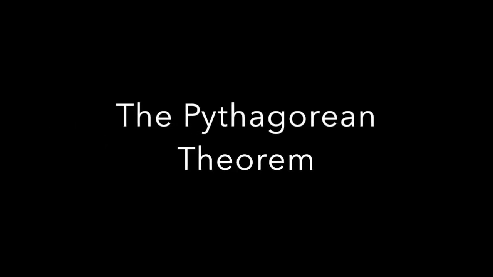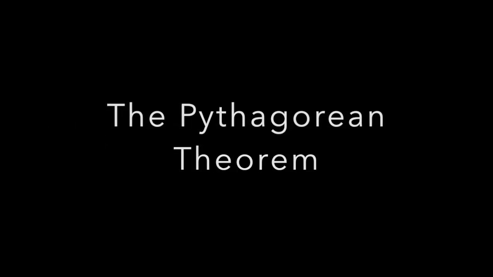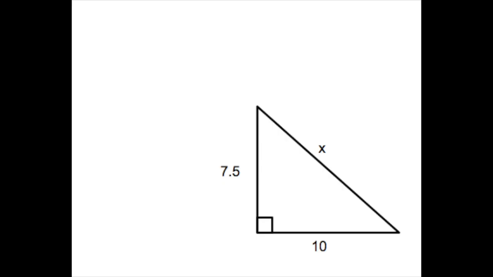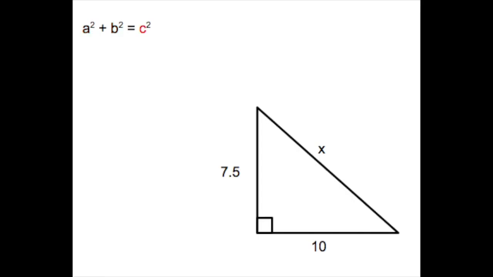This video tutorial will take a look at how to use the Pythagorean theorem. The Pythagorean theorem can be used to determine a missing side length in a right triangle. In this example, we are going to determine x. The Pythagorean theorem is a squared plus b squared equals c squared, where a and b are the legs of the triangle and c is the hypotenuse of the triangle.